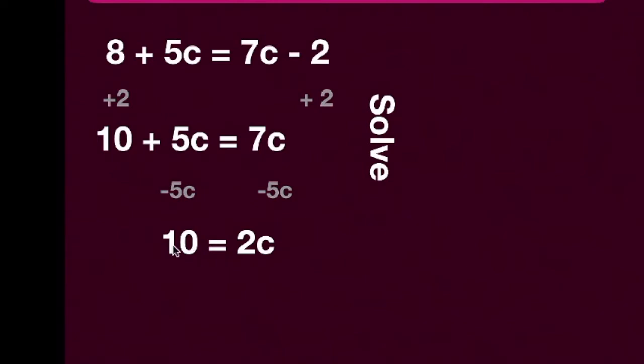2c equals 10. We just need one step to solve this equation. You have 2 multiplied by c. Inverse of multiplication is a division. So we divide by 2, this coefficient, 2c. We divide by 2 to get c equals 5. Because you divide 10 by 2, you get 5, and 2c divided by 2 gives you c. And this is our solution for the equation.